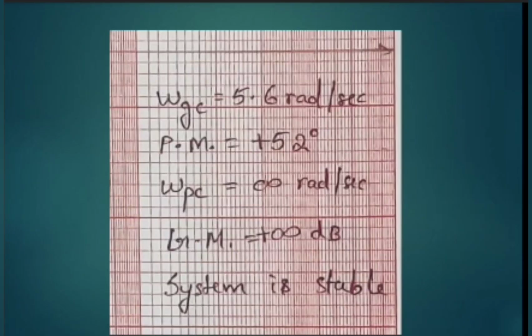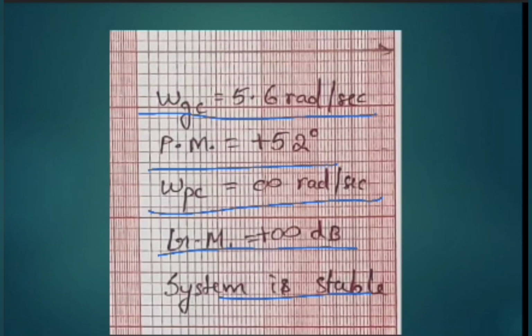So these are the values which we have obtained from the graph, that is WGC is equal to 5.6 radians per second, phase margin is plus 52 degree, phase crossover frequency is plus infinity radians per second and gain margin is plus infinity decibels. So hence both are positive, system is going to be stable.